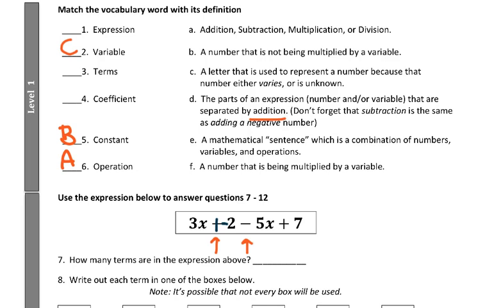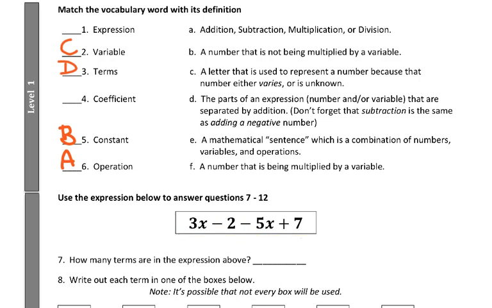Since our definition is telling us that we're looking for things separated by addition, it's not helpful to have subtraction signs there. So I'm just going to take these subtraction signs and change them to plus, negative. So what this question is saying is, what are these things here called? These things that are being divided by those addition signs. Well, those are called terms. So terms is D.